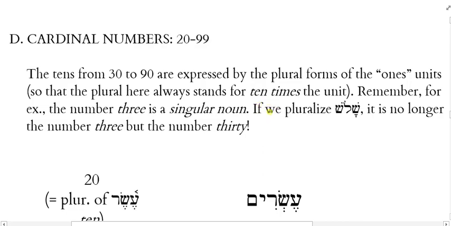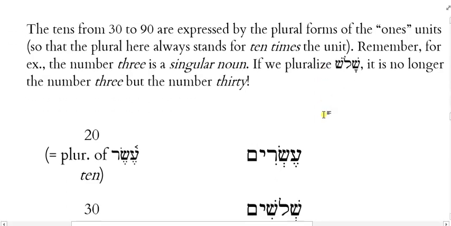So if you take a number like shalosh, shalosh is 3, and you make it shaloshim, then it doesn't mean threes, it means 30. Arba, 4. Arba'im means 40, 4 times 10. Chamesh, 5. Chamishim, make it plural, 50.